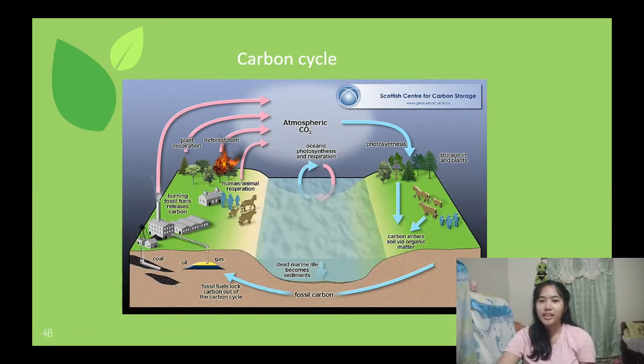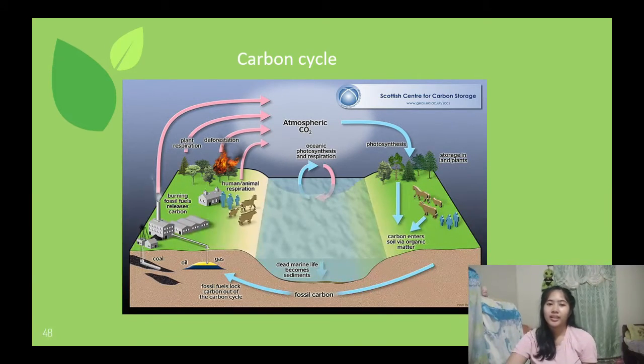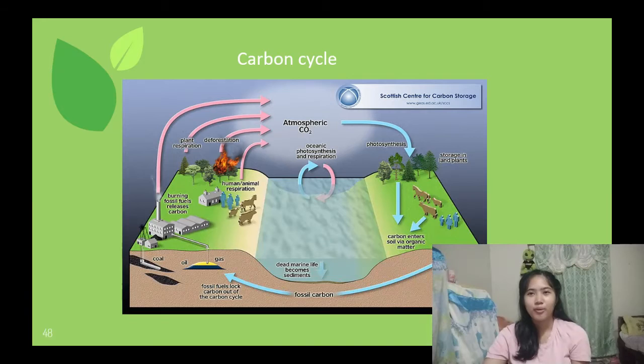Some of the carbon that is not released back into the atmosphere eventually becomes fossil fuels. And then these fossil fuels are used for man-made activities, which pumps more carbon back into the atmosphere. And then the cycle continues. We can infer in the figure that there is a carbon cycle in land and in ocean. And that is the carbon cycle.